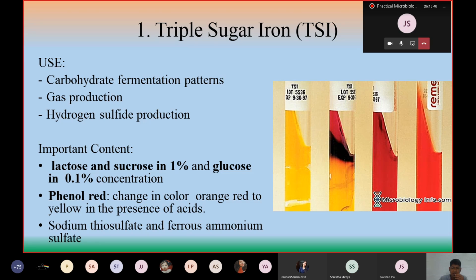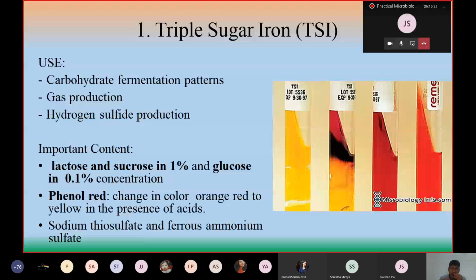Now see, this is the triple sugar iron agar. The use of triple sugar iron agar is that we can check the carbohydrate fermentation pattern. It contains 3 sugars: lactose, sucrose, and glucose. So whether lactose is fermented or not, glucose fermented or not, or glucose only fermented, that we can identify. So it gives the carbohydrate fermentation pattern.